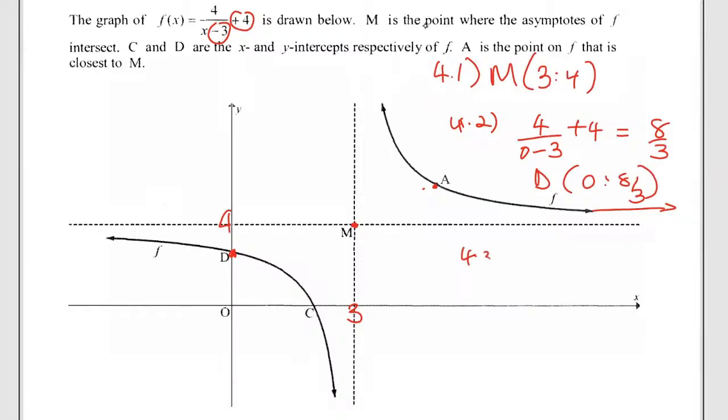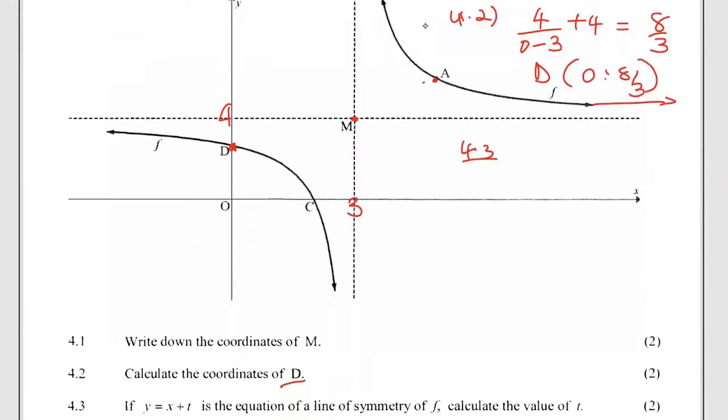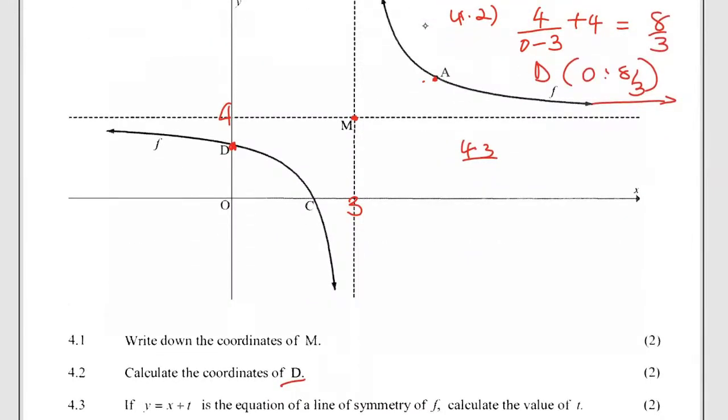Okay, and then 4.3. If y is equal to x plus t is the equation of the line of axis of symmetry of f, calculate the value of t. So our gradient is positive. So whenever we look for the axis of symmetry, we must use the intersection of the asymptotes. Okay, so where there is y, I'll put a 4. Where there is x, I'll replace with a 3, meaning that 4 is equal to 3 plus t. Transpose that, meaning that our t is going to be a 1.